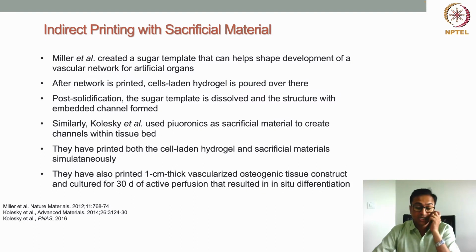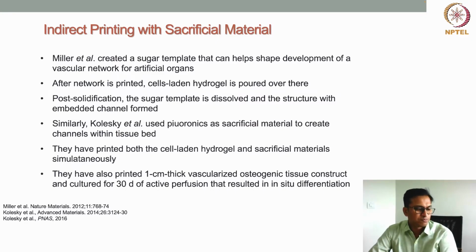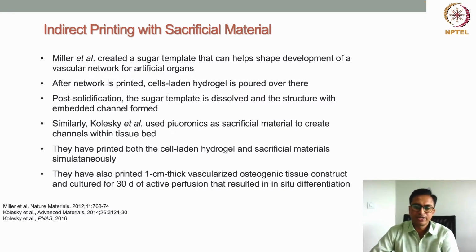So then they circulated media through these channels, and it was found that when optimum differentiation factors were given through the channels, then the stem cells printed within the cellular hydrogel could differentiate into the osteogenic lineage, like towards osteoblasts, and they could develop an osteogenic tissue construct. Also, it was found that the cells present near the channel survive much better than the cells present far from the channel. So a perfusable thick vascular tissue construct was developed in this work.